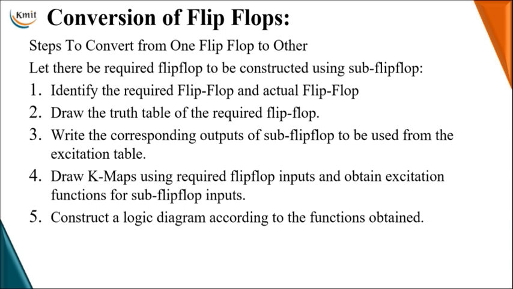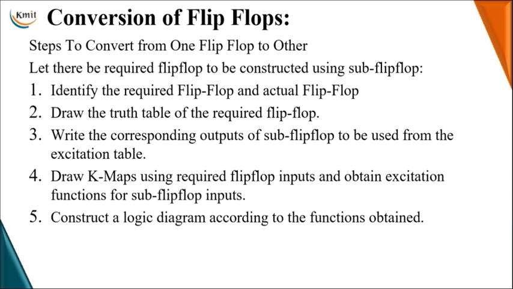In conversions of flip-flops, converting a given flip-flop into your required flip-flop uses a procedure, and there are some steps included. First, we have to identify the actual flip-flop and the required flip-flop. After identifying those, we need to draw the conversion table. In that conversion table, let me first write the state table of the required flip-flop, and based on the state transition from present state to next state, we have to find the excitation inputs.